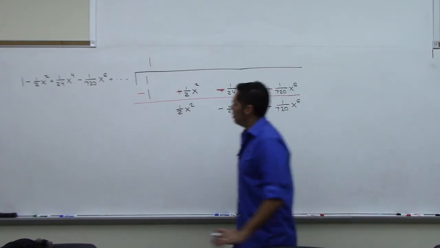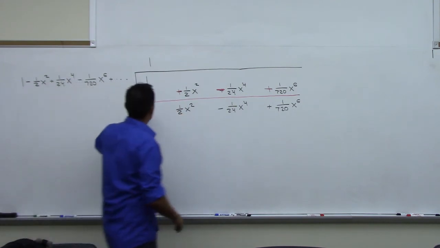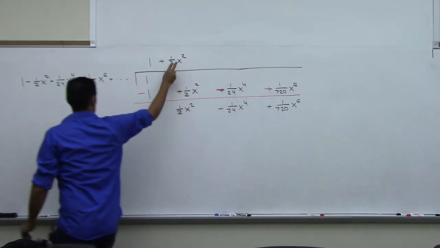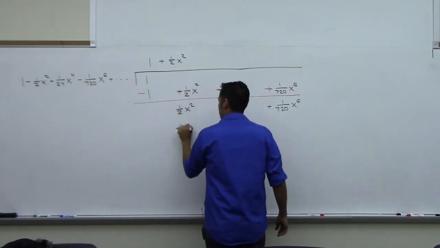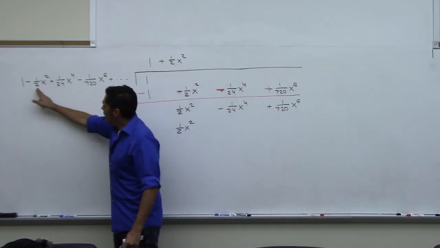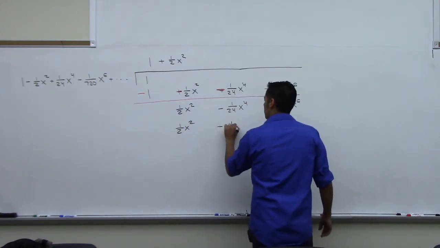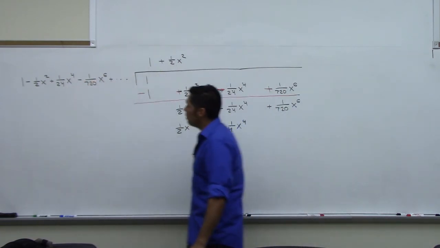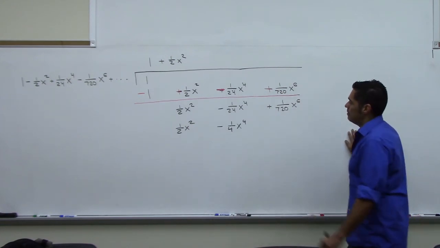Now, ask myself the question again. What do I multiply 1 by to get 1/2 x squared? Well, just 1/2 x squared. So plus 1/2 x squared, and then multiply this through. 1/2 x squared times 1 gives me 1/2 x squared. I put it right under here, under the x squareds. And now things are going to get a little weird. 1/2 x squared times negative 1/2 x squared is negative 1/4 x to the 4th. So negative 1/4 x to the 4th. And then if I do 1/2 x squared times 1/24 x to the 4th, I should get 1/48 x to the 6th, positive.